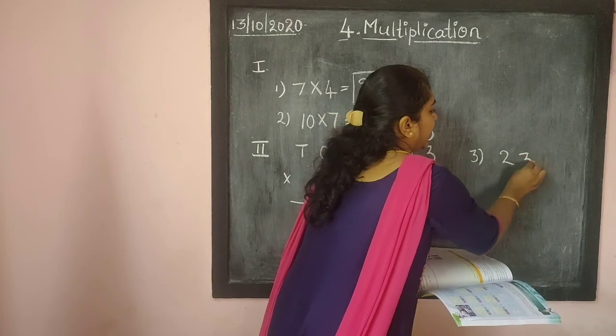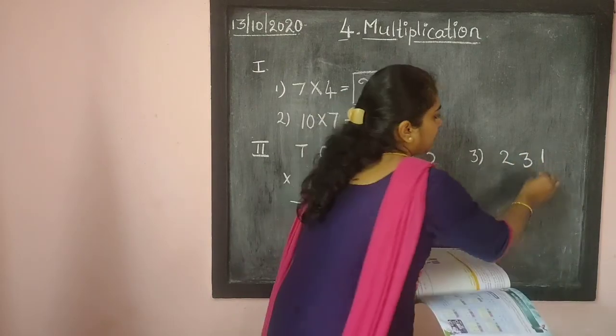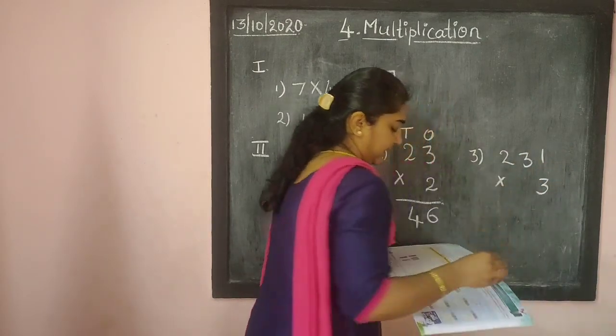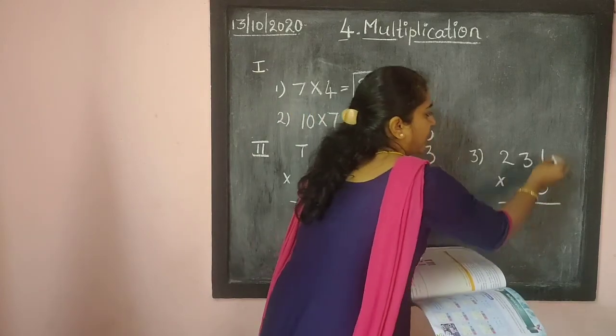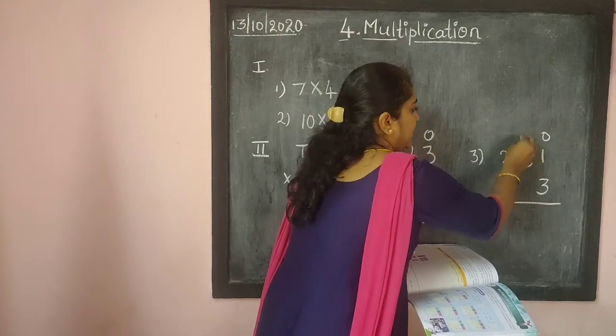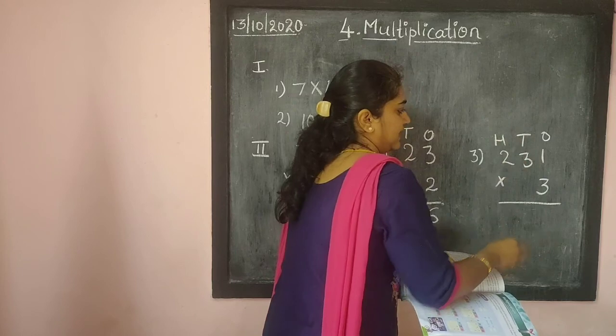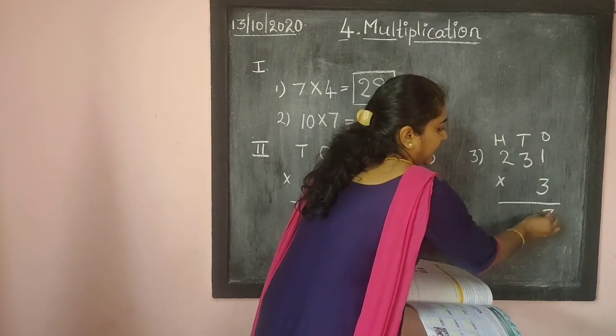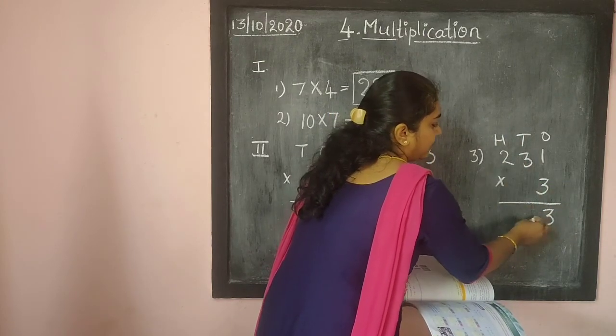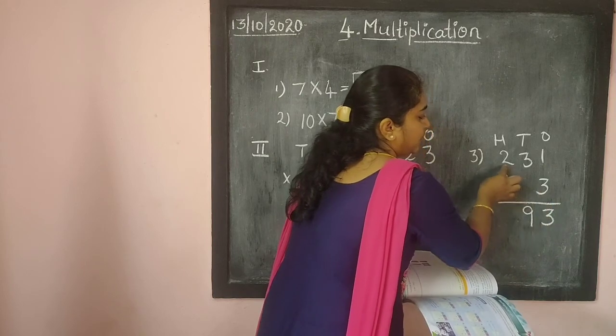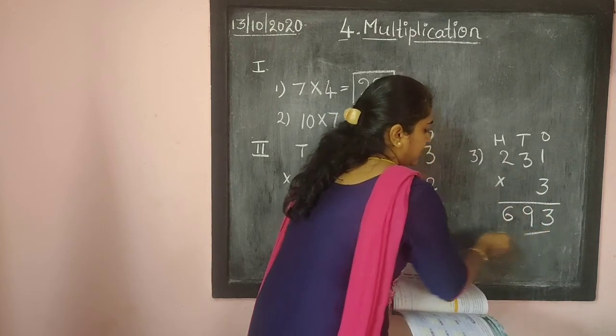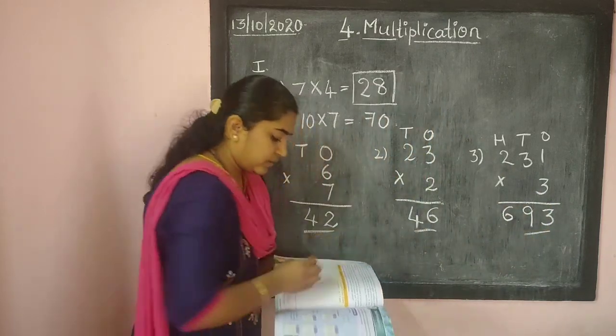The next one more I will show you. 231 multiplied by 3. What will we get? First we have to do the ones place, tens place and hundreds place. 3 ones are 3. 3 3s are 9. 3 2s are 6. This is the answer.